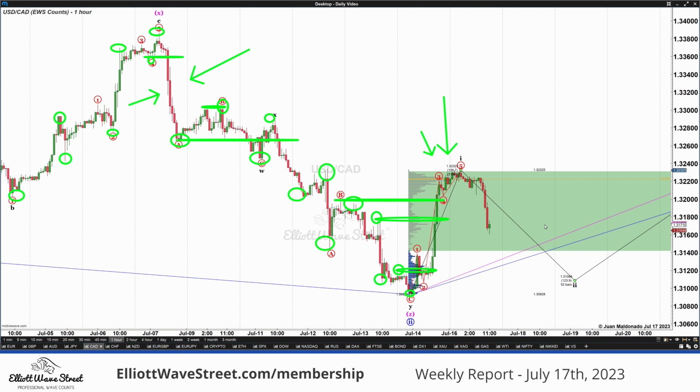So what's our job? Finding the end of the corrective. Same as happened here is going to happen here. But clearly, this time, this corrective is going to be deeper. A, B, C.